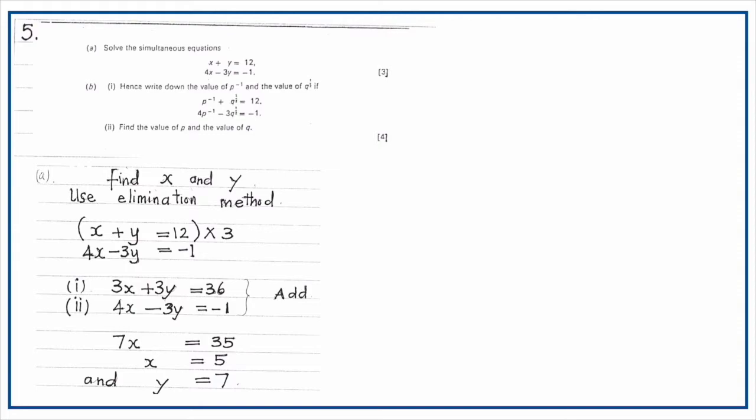So 7x equals 35. 7 into 35 is 5, so x equals 5, and y equals 7 when you substitute x equals 5 into one of the equations.